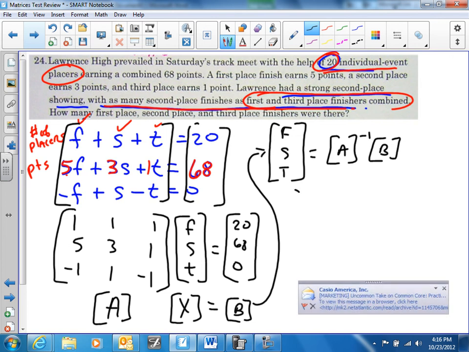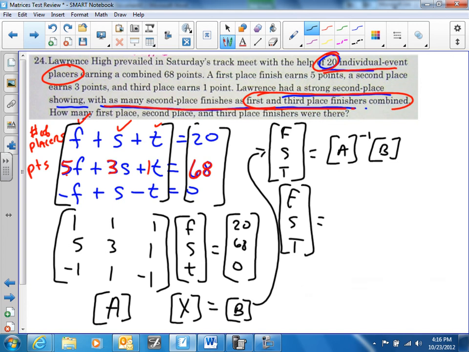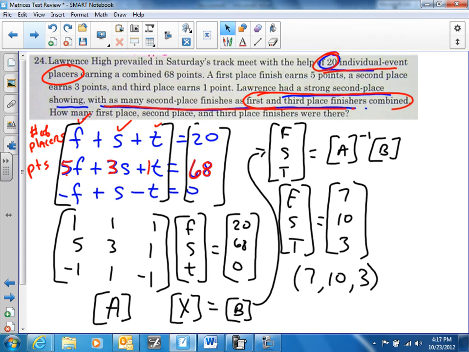And I simply get first, second, third is equal to 7, 10, and 3. What does that mean? 7 first place finishers, 10 second place finishers, and 3 third place finishers. And that is the answer to the last problem.